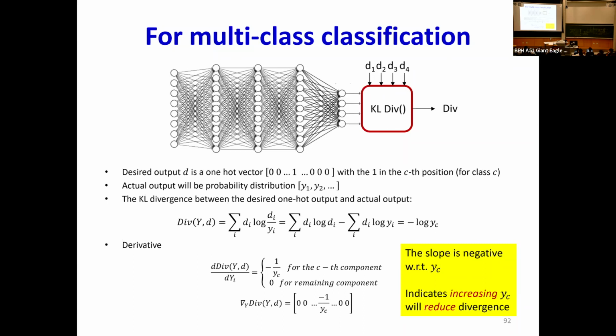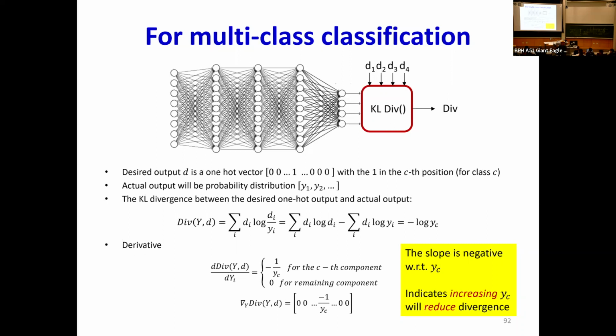That making sense to everybody? Right. And the intuitions are very clear, right? So if I write down the derivative, it is going to be a vector which is zeros for all the components except for the target class, where it is -1 over the probability assigned to the target class.